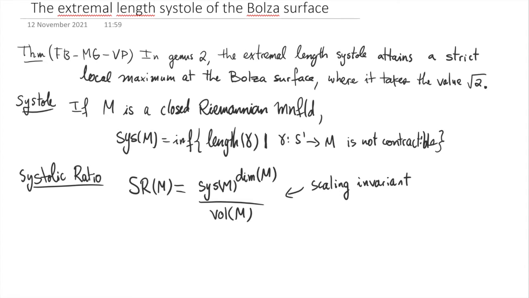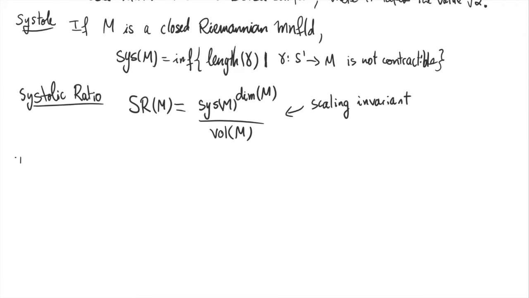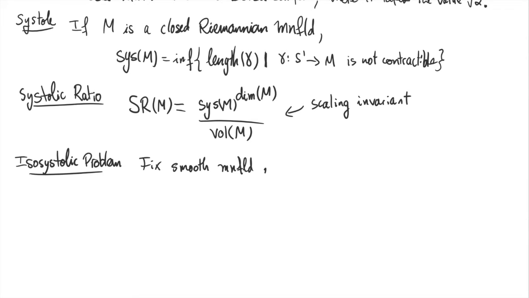And indeed, there's a theorem of Gromov that says that for a large class of manifolds, this is bounded above independently of the manifold and just depending on the dimension. So that leads to this isosystolic problem, which asks, what is the maximum of this thing if you fix the underlying manifold? So fix a smooth manifold. Let me call it sigma. And then the question is, what is the supremum of the systolic ratio over Riemannian metrics H on the manifold sigma?